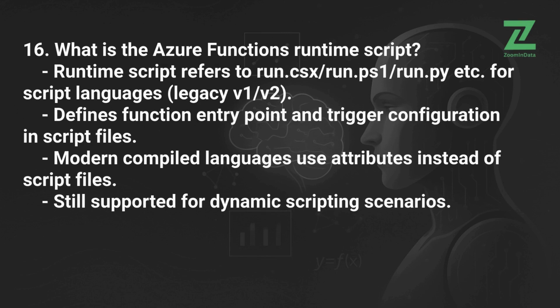16. What is the Azure Functions runtime script? Runtime script refers to run.csx, run.ps1, run.py, etc. for script languages, legacy v1 and v2. Defines function entry point and trigger configuration in script files. Modern compiled languages use attributes instead of script files. Still supported for dynamic scripting scenarios.